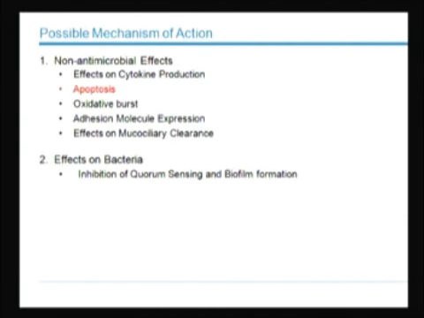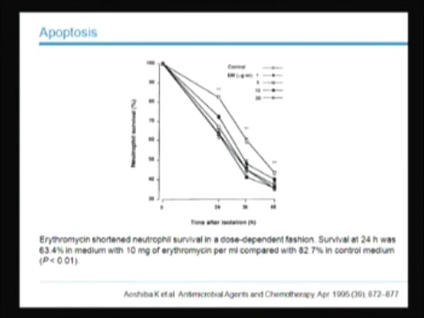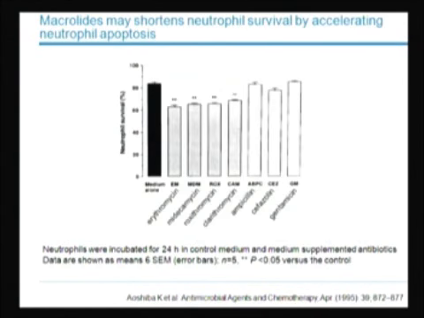Another possible mechanism of action is accelerated death of the neutrophils, called apoptosis. This is another experimental study where they looked at the survival of the neutrophil over time with different doses of erythromycin. As you see, the survival of the neutrophils decreases with higher concentration. It is dose dependent. The higher the erythromycin, the less survival of neutrophils.